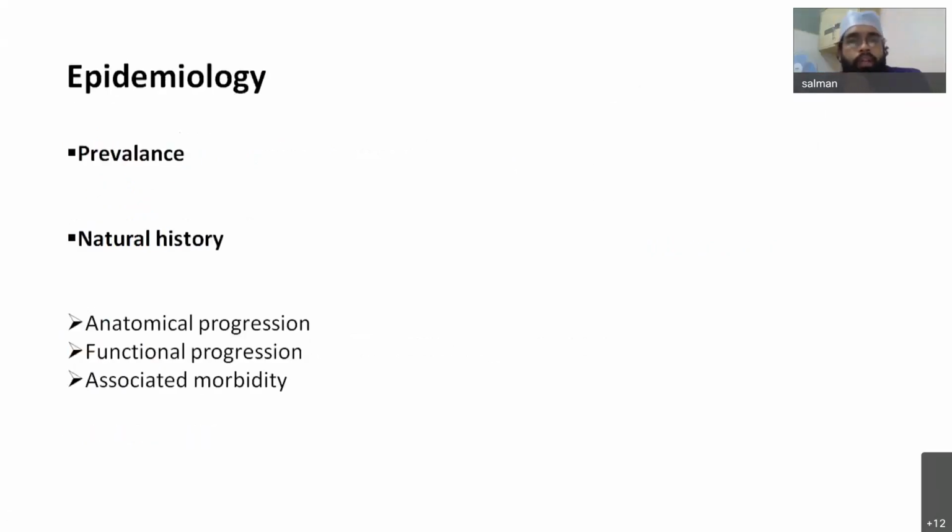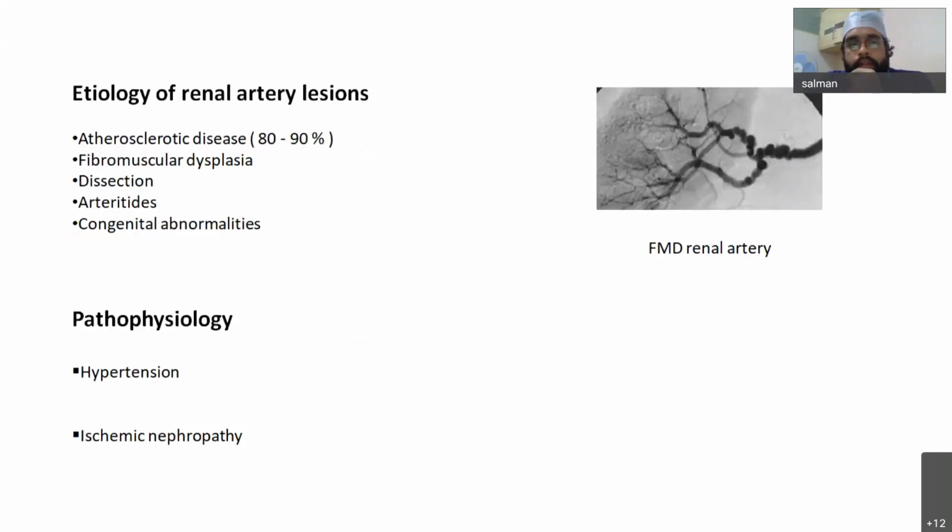So going into the epidemiology of renovascular disease, or the etiology of the renal artery lesions: 80 to 90% of renal artery stenosis is because of atherosclerotic disease. A few features of atherosclerotic disease are that it is more severe at the renal ostia, but it can also occur at the smaller branches. It is usually contiguous with an aortic plaque. It is heavily calcified, hence it is resistant to balloon dilatation alone and requires renal artery stenting.